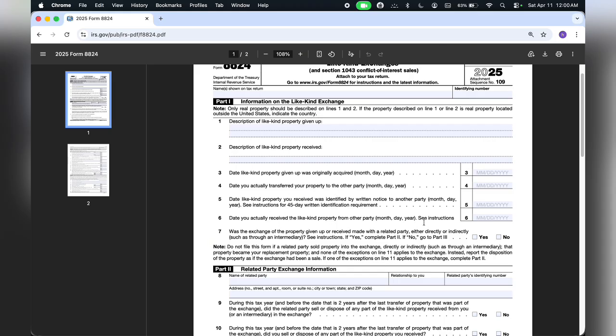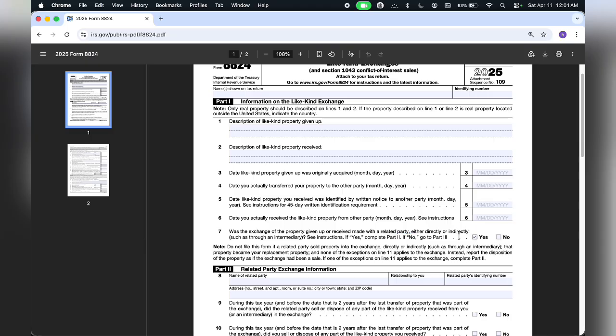Next, you'll enter key dates. So this includes when you originally got the property, when you transferred it, when the replacement property was identified, and when you received it. Just follow the format shown on the form. There's also a question asking if the exchange was with a related party. You'll check yes or no. If you select yes, you'll need to complete part 2.